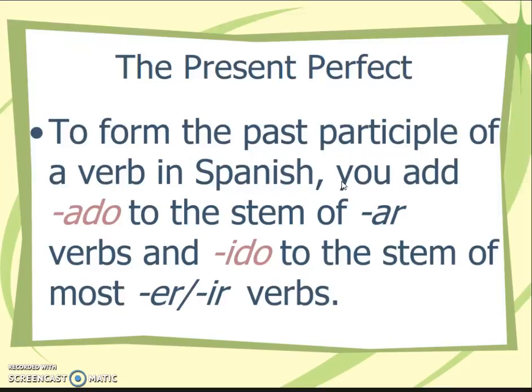Or you take an ER or IR verb, remove the ending, and add ido to the stem, like comido or vivido. And that's like saying hablado is spoken, comido is eaten, and vivido is lived. So those are the past participles that go with the present perfect.